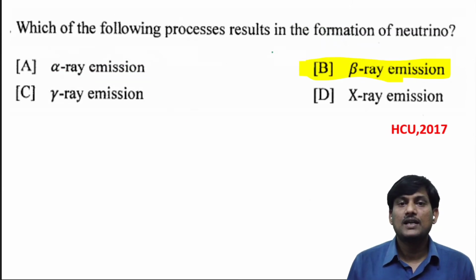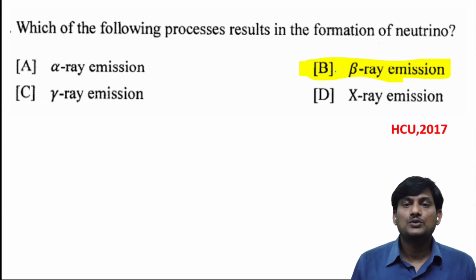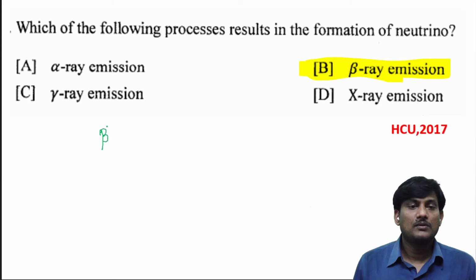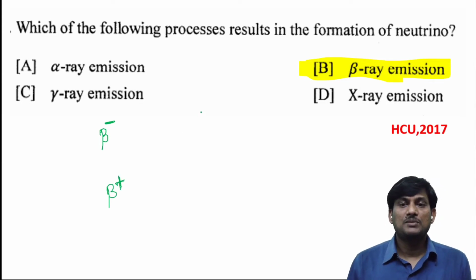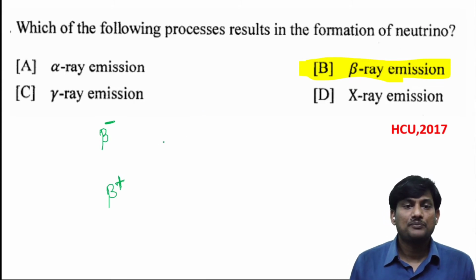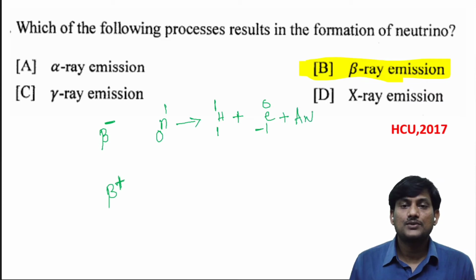Which of the following processes results in the formation of neutrino? When there is a beta emission, there is a formation of neutrino and antineutrino. There are two types of beta emissions: negative beta ray emission and positive beta ray emission. In a negative beta ray emission, there is a conversion of a neutron, 0n1, into a proton, 1H1, plus -1e0, and there is a formation of an antineutrino.